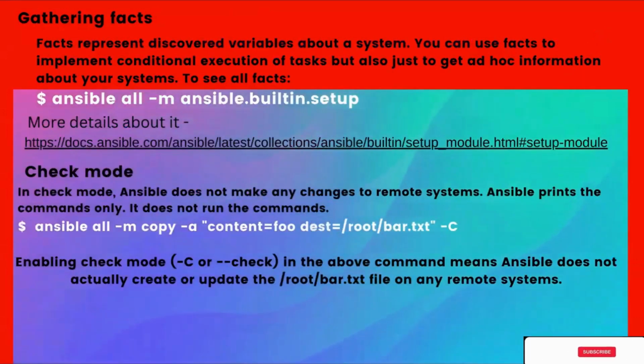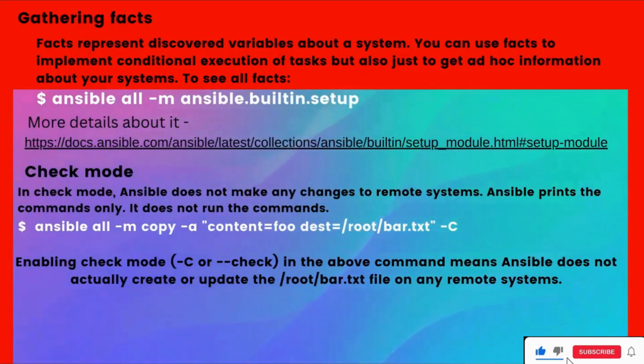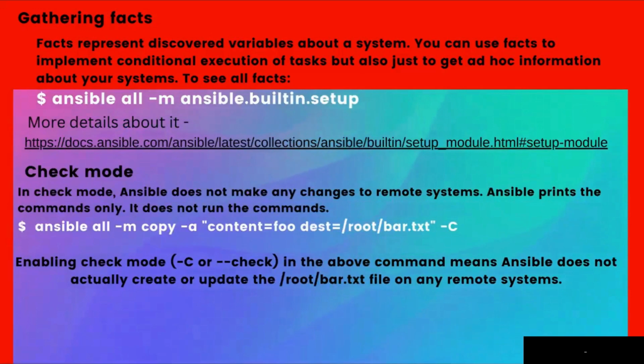facts. Facts represent discovered variables about a system. You can use facts to implement conditional execution of tasks, but also just to get ad hoc information about your system. To see all the facts: ansible all -m ansible.builtin.setup. Okay. So for more details you must visit this website, docs.ansible.com. Just search it and you can get all the information about the modules.